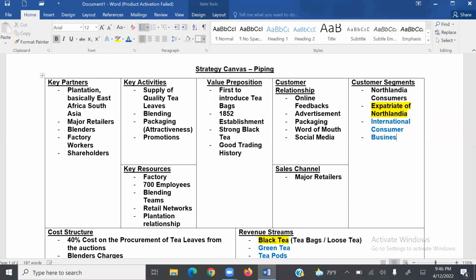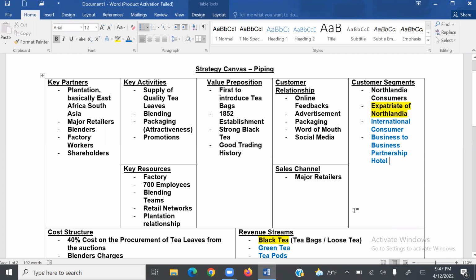And the other one is business to business contacts, business to business partnership. For example, we can be partners with hotel chains, corporate offices. You understand what I'm saying? So that is very much a concern at the moment.